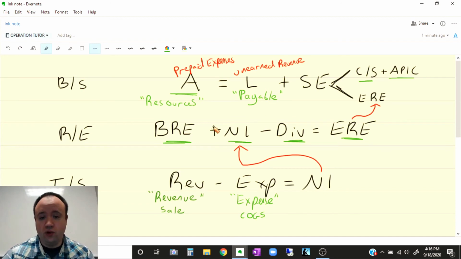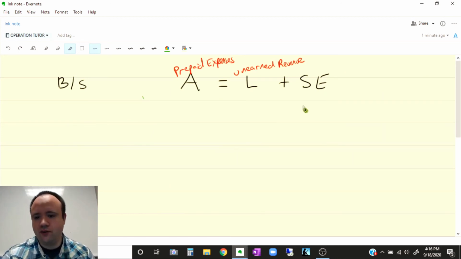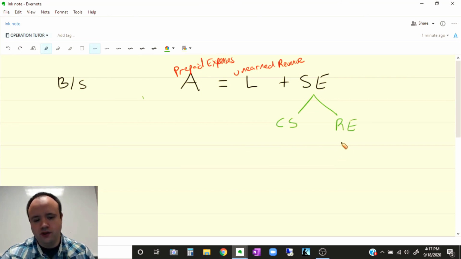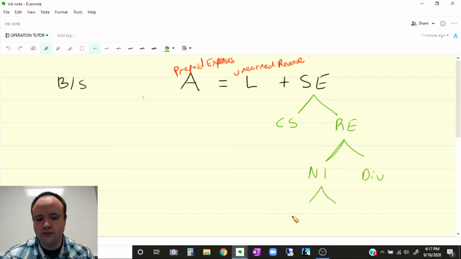Okay, so one last thing I want to do is rewrite this in a way that might help a little bit. Okay, so I've erased everything. Now here's what I want you to also see is that inside of stockholders' equity, you're going to have two big things basically. You've got common stock and retained earnings. And inside of retained earnings, you've got the net income and the dividends. And inside of net income, you've got the revenues and the expenses.